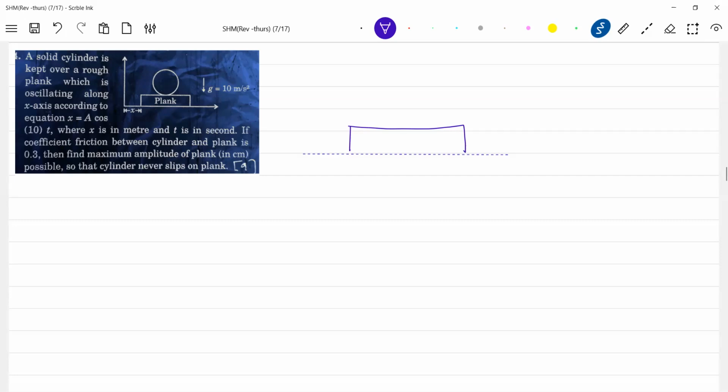x equal to a cos omega t. Let me take help of the displacement of the plank, which is given by a cos omega t. Omega is 10. So what is the acceleration of the plank going to be? The acceleration of the plank will be minus a omega square.